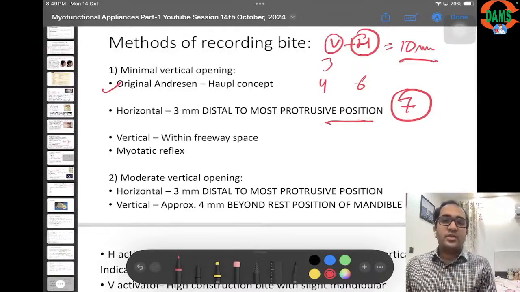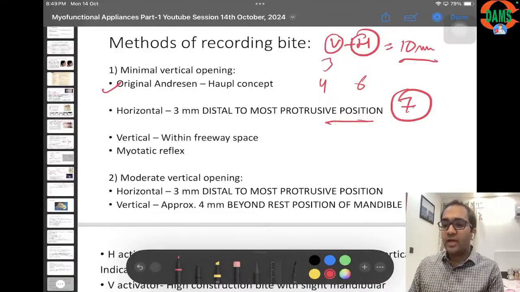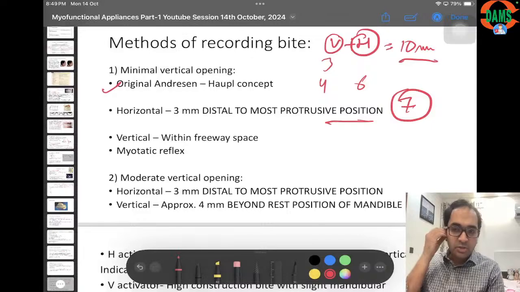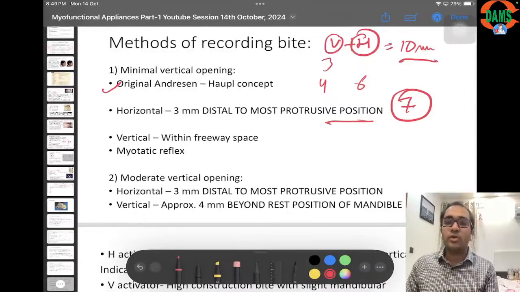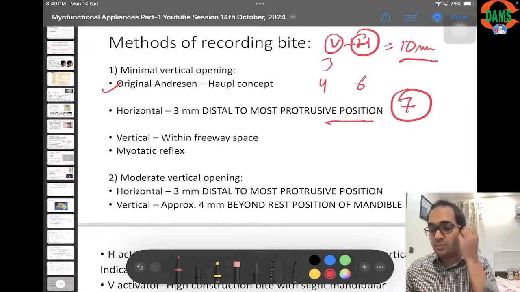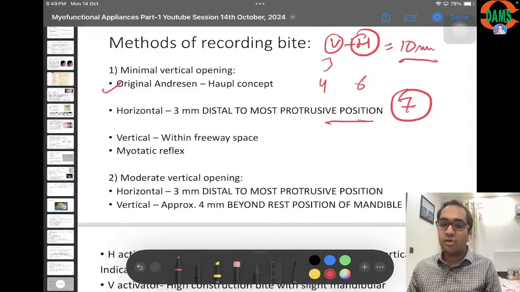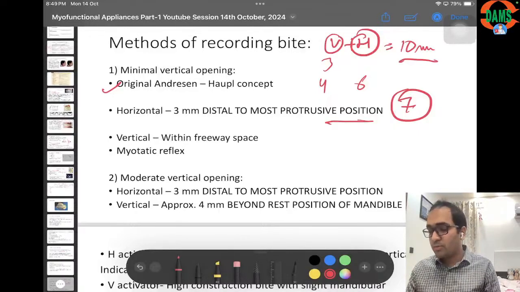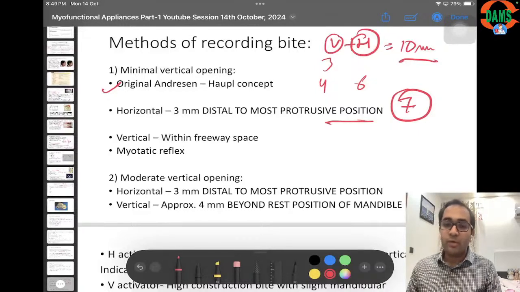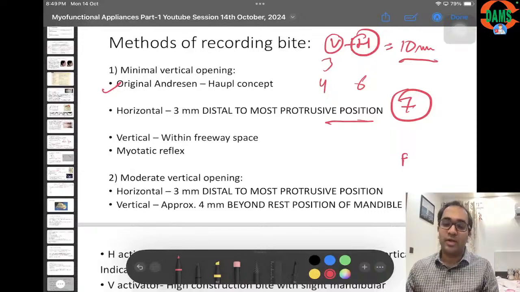Okay. So as we are discussing the methods of recording the bite. Okay. Rule of 10, that is the sum of the vertical plus horizontal advancement should be 10. So अगर हमारा horizontal 7 है तो vertical 3 रहेगा, depending on that कि हमारा केस में requirement क्या है और क्या हमें करना है अचीव. Okay, next is the moderate vertical opening. Similarly, horizontal 3 mm distal to the most protrusive and vertical should be approximately 4 mm beyond the rest position of the mandible. Okay. रेस्ट पोजिशन जिसमें फ्रीवे स्पेस इंक्लूडेड होती है तो 4 mm इट शुड बी बियॉन्ड दैट.